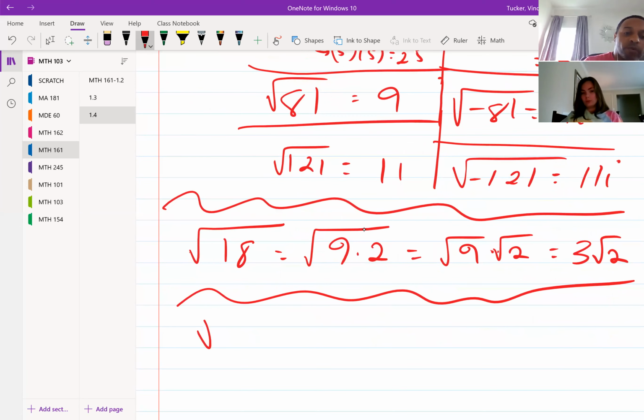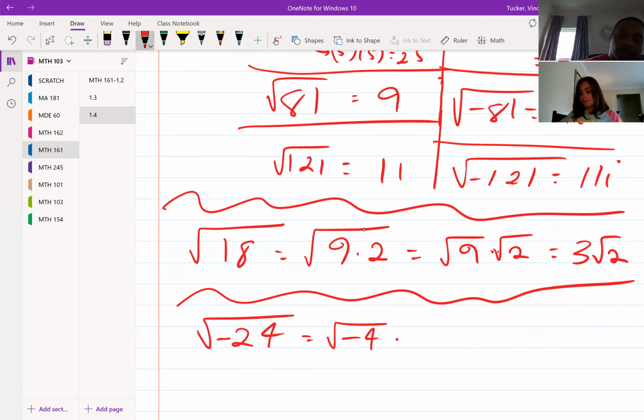So if I had the square root, let's say, of -24, what I would do is break it up into -4 times 6. I can take the square root of 4. I cannot take the square root of 6. The square root of -4 is 2i, and you leave the 6 under the radical.